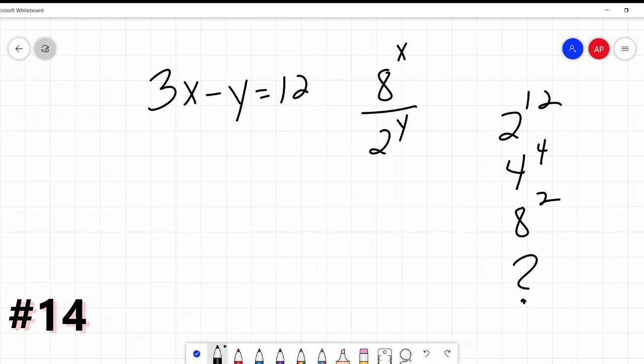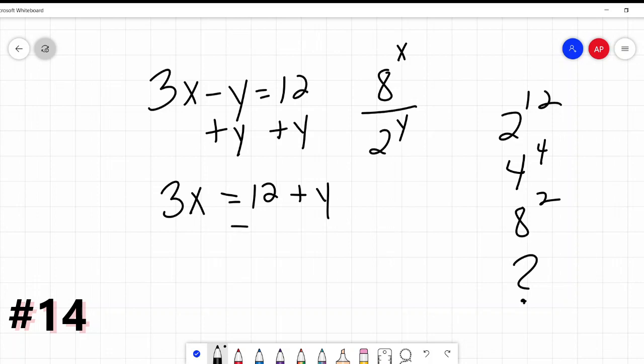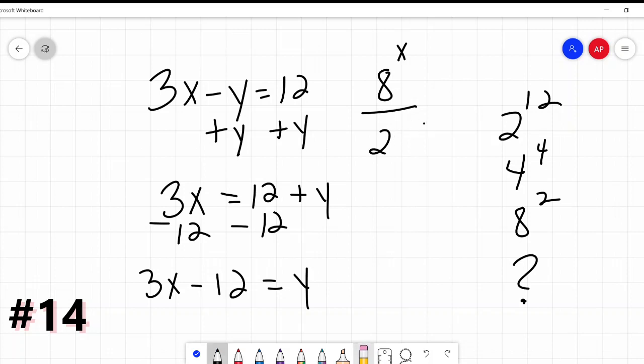All right. First thing, I want to get this so it has one variable only. I think the easiest way, if I'm looking at this, is that I can get y by itself pretty easily. I'm going to add y to both sides, so that makes it positive, which gives me 3x equals 12 plus y. Then I'm going to subtract 12 from both sides. That gives me that y equals 3x minus 12. So I'm going to go up here, and I'm going to replace that.